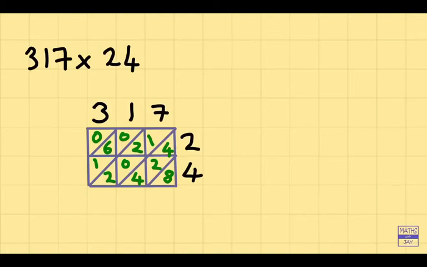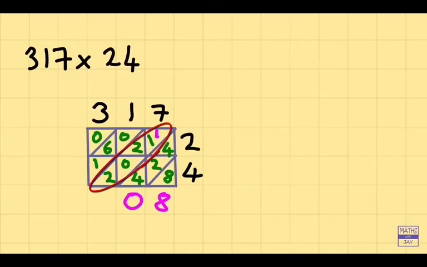And now all we need to do is add up. We're now just looking at the diagonals. Underneath our first diagonal we've got the number 8, and then the next diagonal has 3 numbers in it, 4 and 2 and 4, so they add up to 6 plus 4 is 10, so that's a 0, and we carry a 1 into the next diagonal.